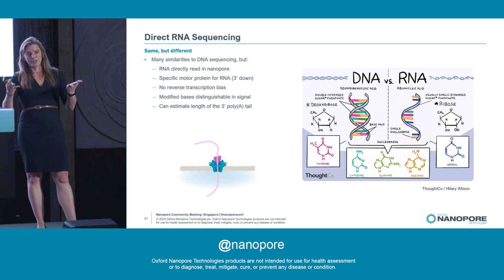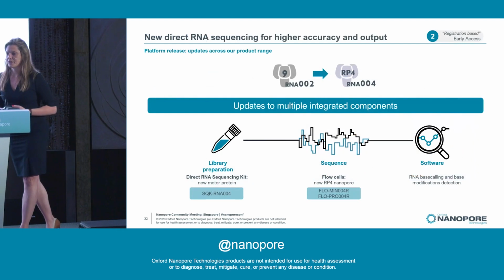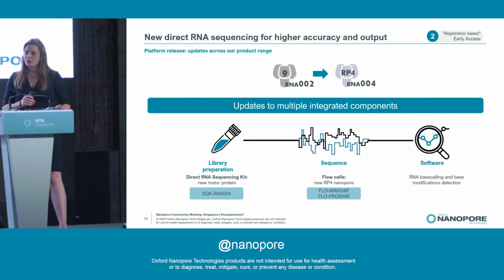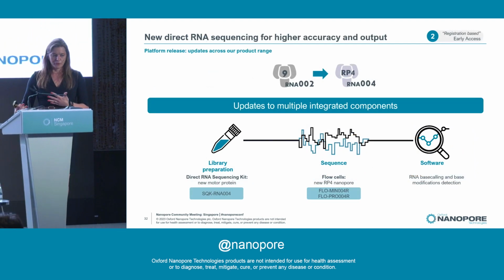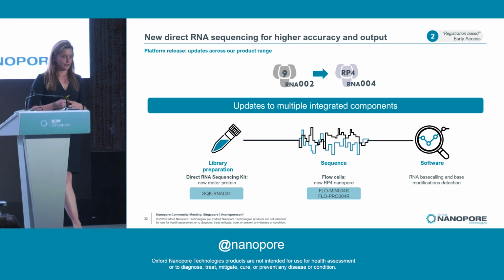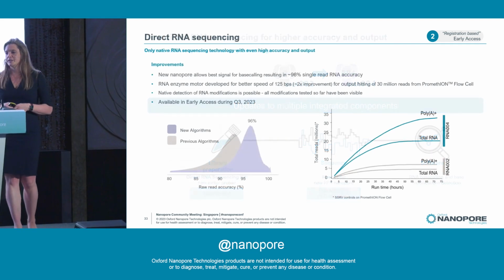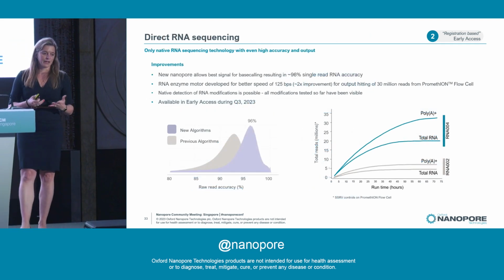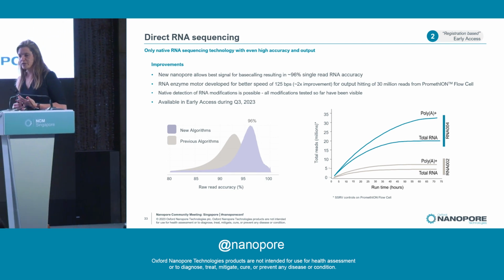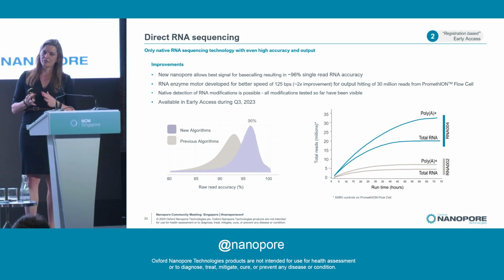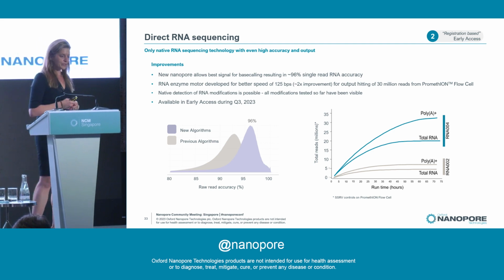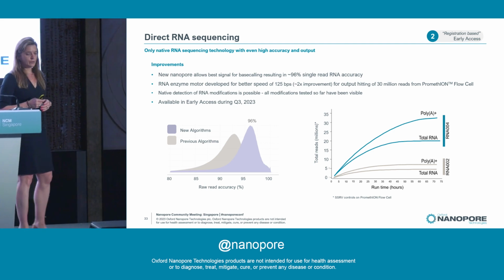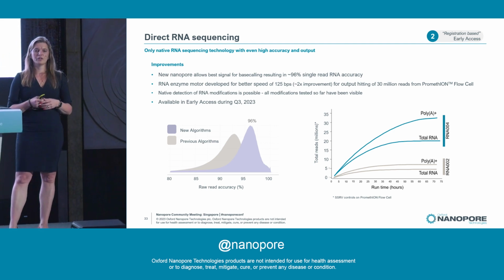The wonderful thing that you get is no transcription bias, but also you get modifications. It's a really amazing benefit of the direct RNA system. So we are moving from this RNA2 to the RNA4. So new kit, new flow cell part numbers. And what users are getting out of it is, with that increased speed, we're seeing 4 to 5x improvement in output.